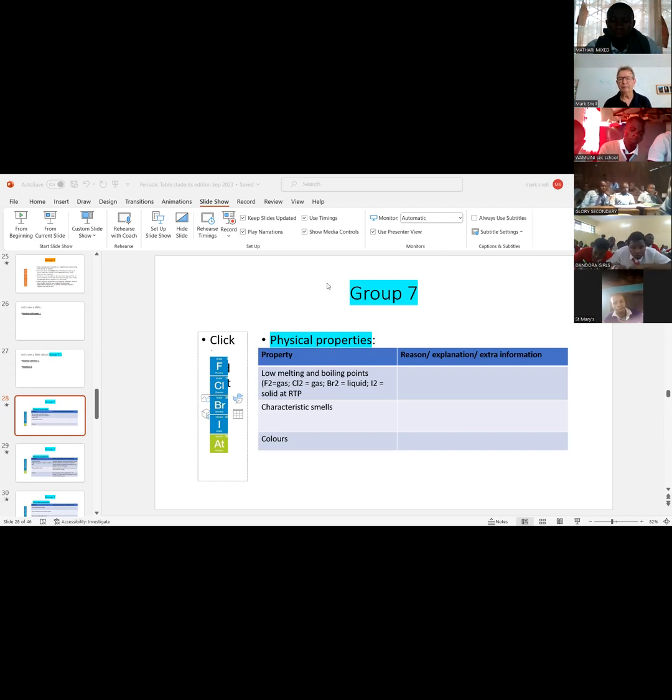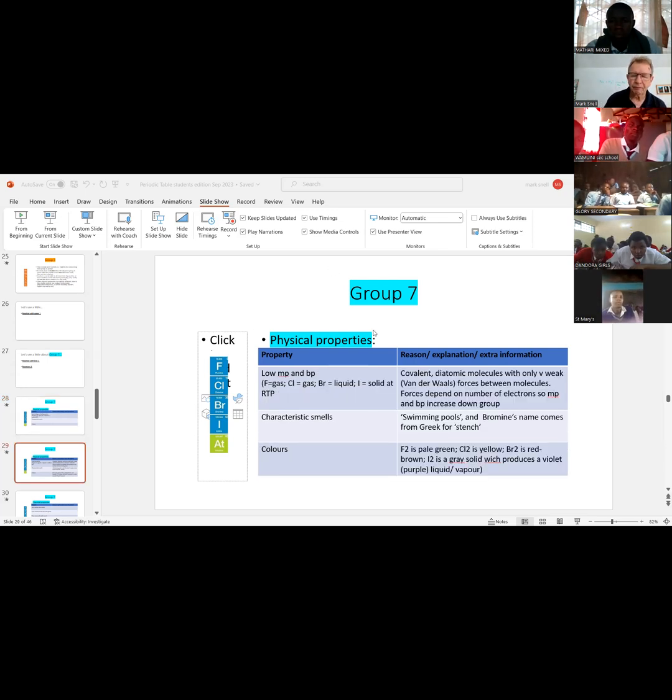You may know the smell. For instance, in swimming pools which have been where they have killed the bugs with chlorine, you know that smell. And they have colors, and you need to know these. So here they are. The low melting point and boiling point is because the F2s or the Cl2s or the Br2s are not well attached to the next ones. The van der Waals forces between them are very weak.